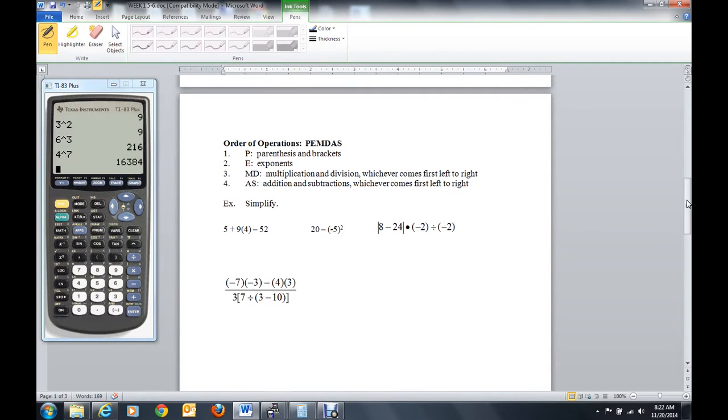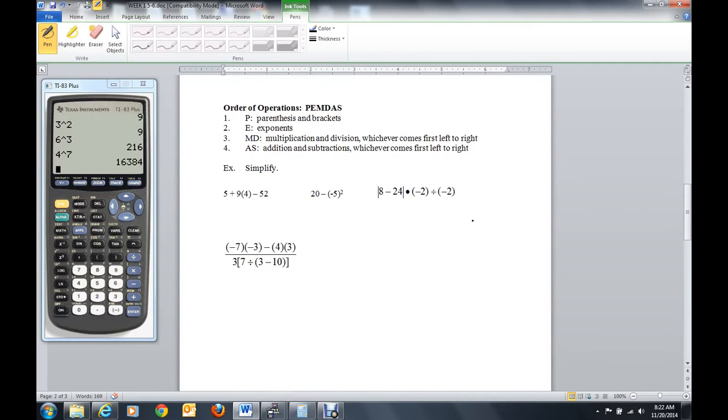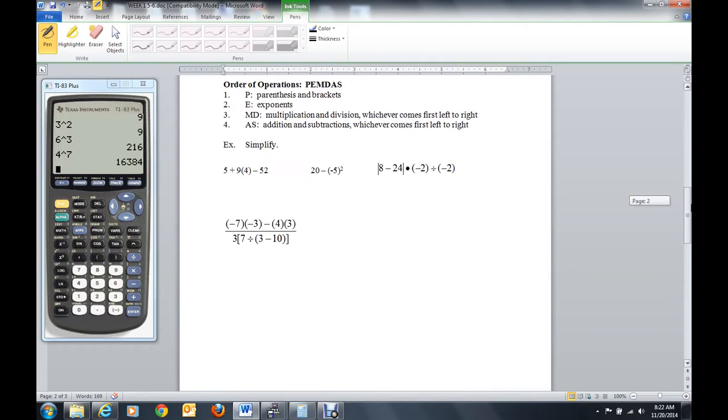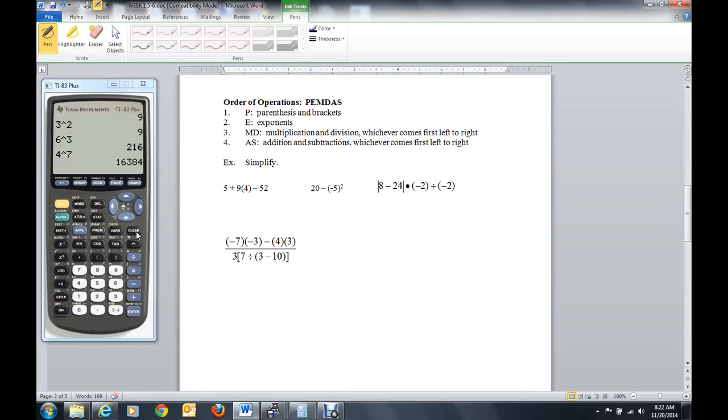Now I'm going to do these problems with the calculator. So just be aware, hopefully I've linked a video that shows you how to do some of these by hand. So you may want to look at that video. But I'm going to do these examples with the calculator. So with the graphing calculator, on these, you just type it in the way that you see it. See how it's written down?